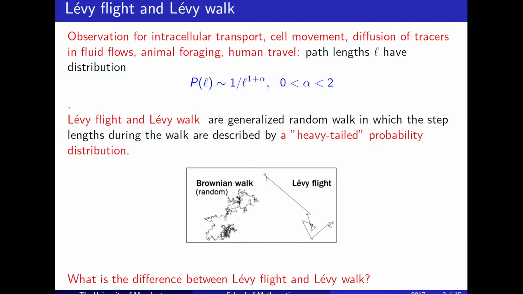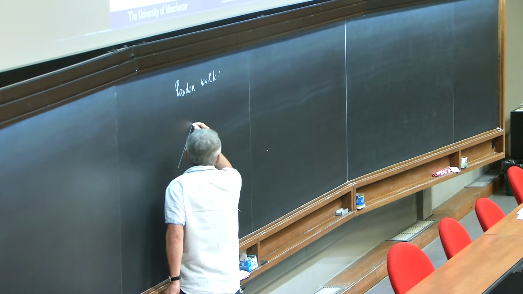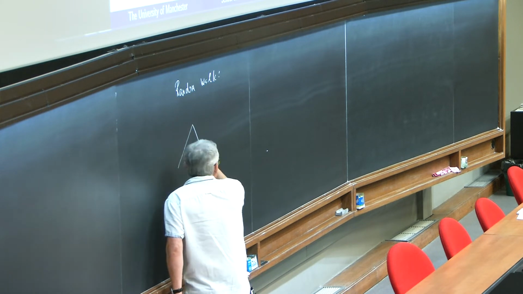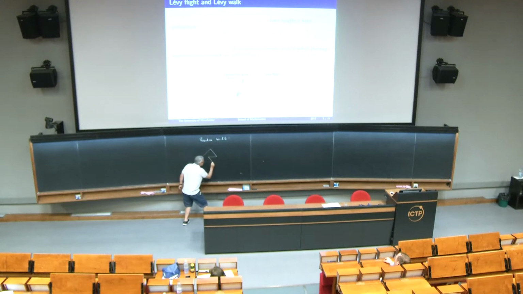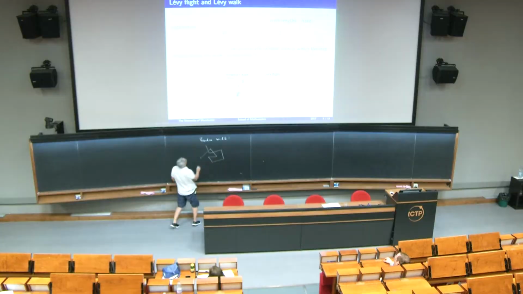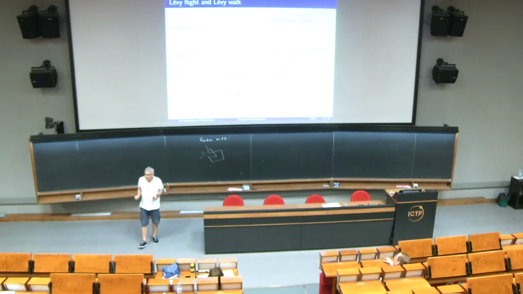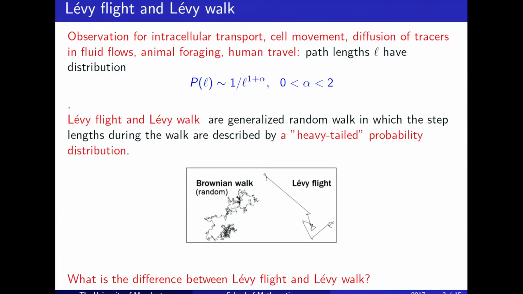We have the following random walk. The particle moves in a straight line and then turns isotropically. Then again it moves in a straight line and turns. So we have a specific random movement, and the specific thing about it is that the path length L is distributed according to a power law. What is interesting is that alpha varies from 0 to 2, which means the second moment is divergent.